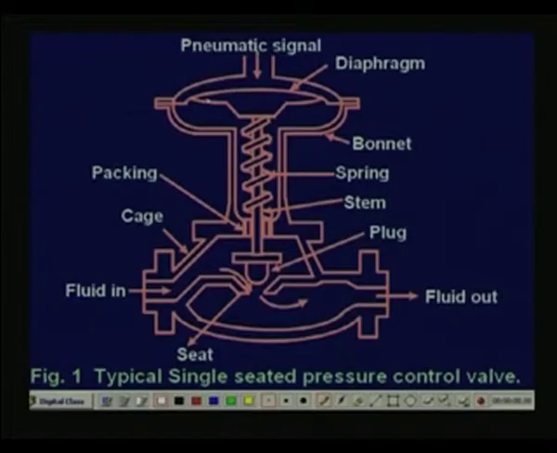Now you see here that we have a pneumatic control valve, we have a bonnet here, and there is a diaphragm. Let me take a different color. I have a diaphragm here, and this is called the plug of the control valve. The liquid, or gas, or anything is coming through this, and it is going out through this one, right.